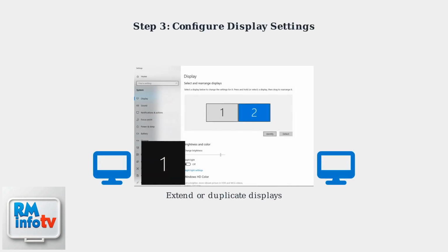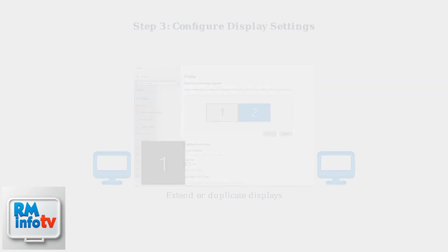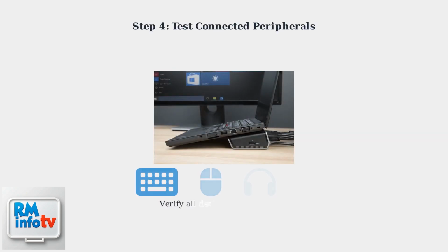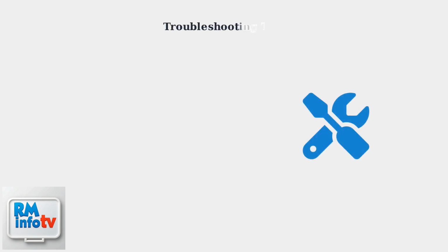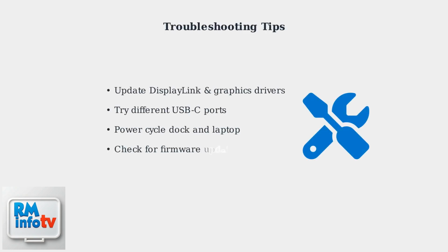Next, install or update the DisplayLink drivers, which are essential for full functionality across different laptop brands. Configure your display settings through Windows Display Settings to manage multiple monitors. This allows you to extend or duplicate your screen across connected displays. Test all connected peripherals, including monitors, keyboards, mice, and other USB devices, to ensure they are functioning correctly with your setup. If you encounter issues, here are key troubleshooting steps.